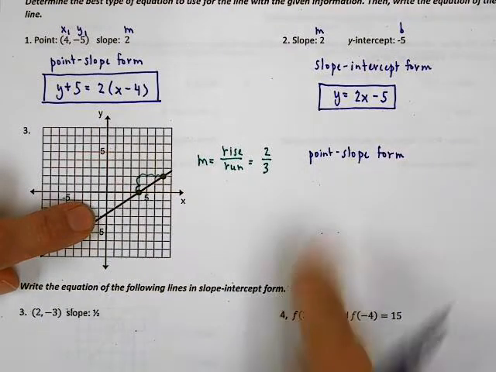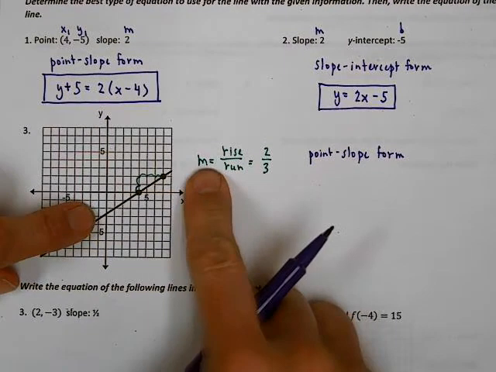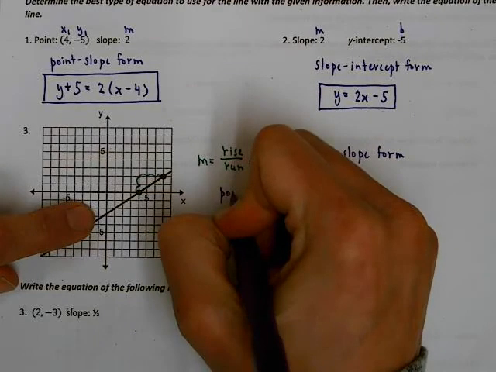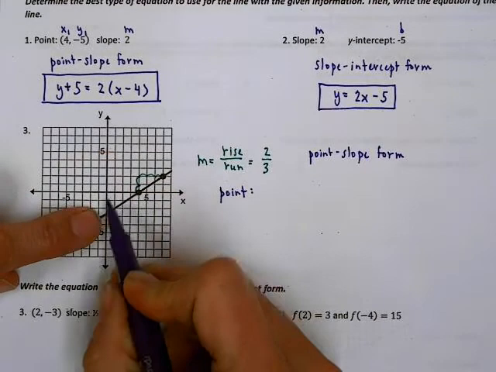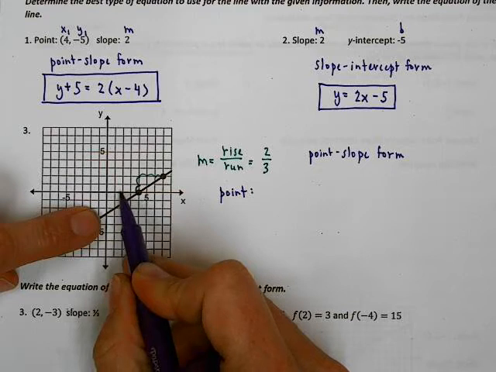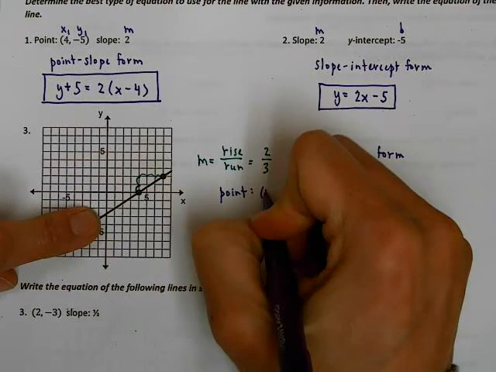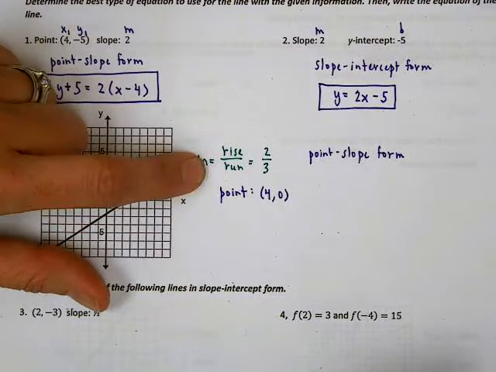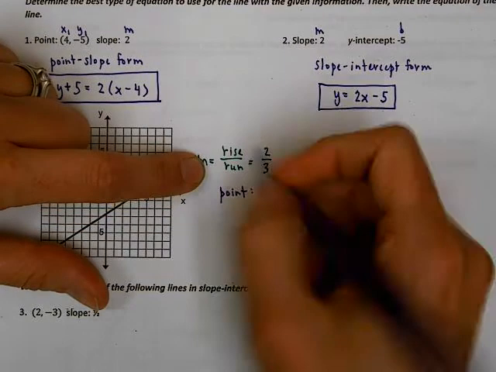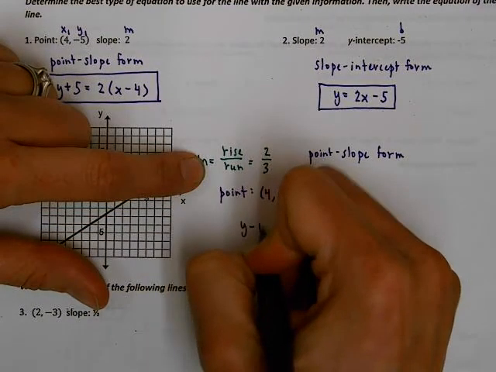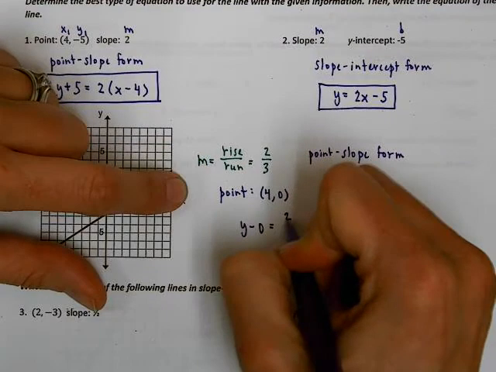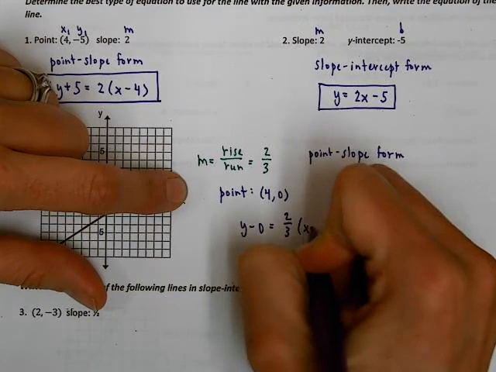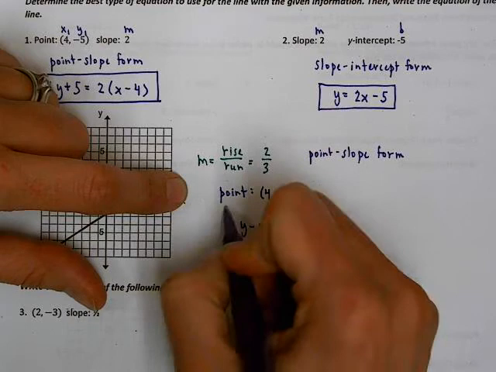For point slope form, I already know the slope and I need to pick a point. I'm going to choose this point here, which is 4, 0. So now that I have my point and my slope, I can write an equation in point slope form. We have y minus 0 equals 2/3 times x minus 4.